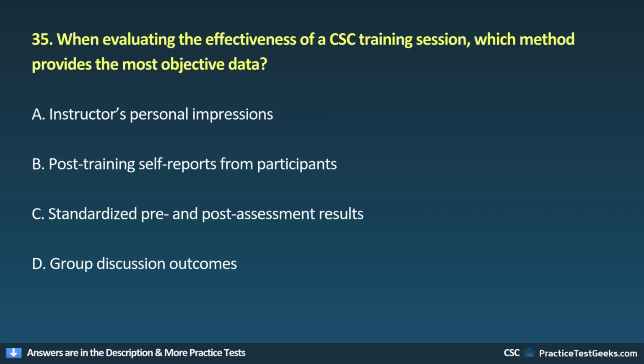35. When evaluating the effectiveness of a CSC training session, which method provides the most objective data? A. Instructors' personal impressions. B. Post-training self-reports from participants. C. Standardized pre- and post-assessment results. D. Group discussion outcomes.